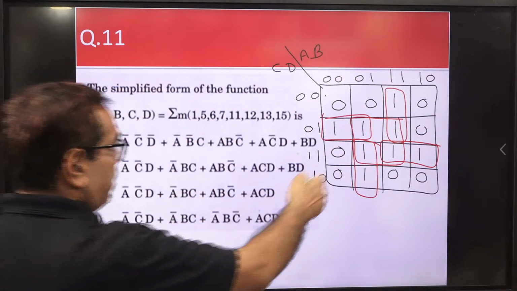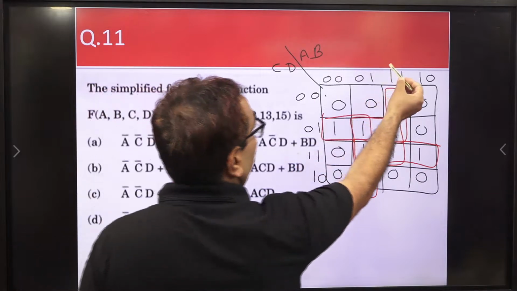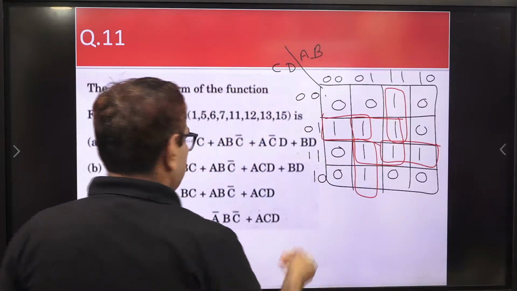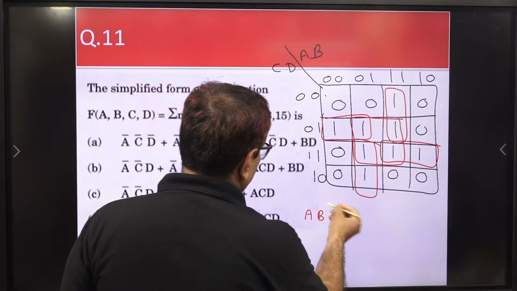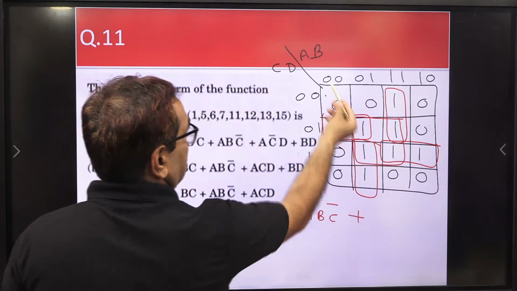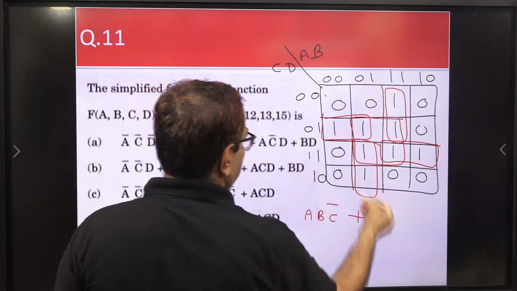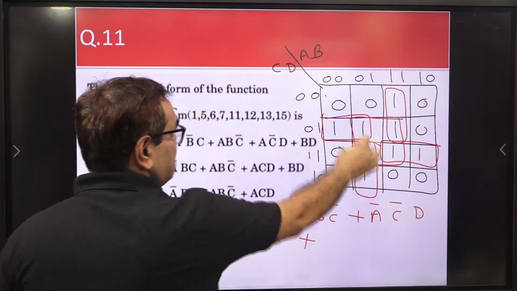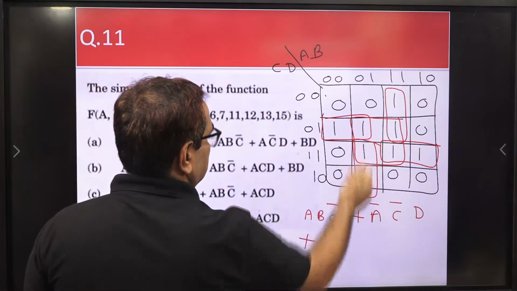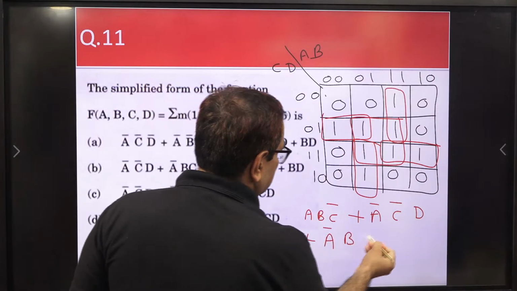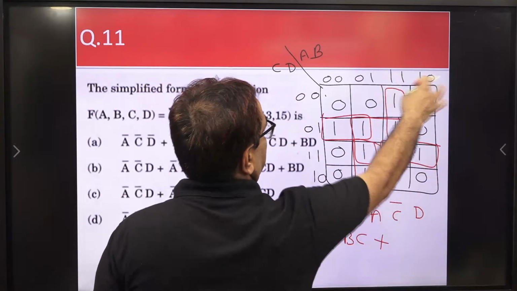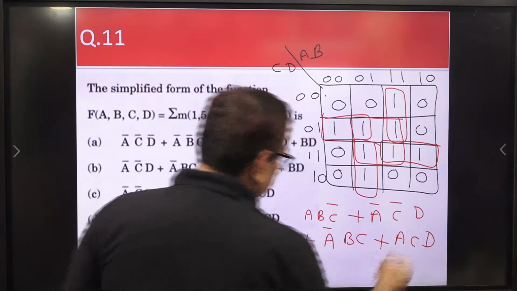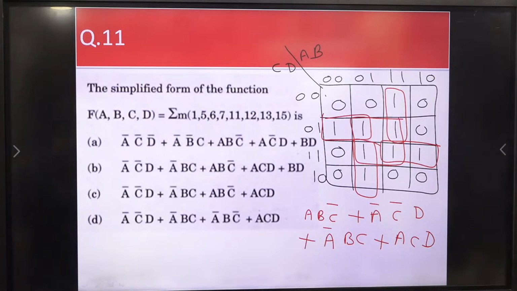Now according to each pair, what are we getting here? First of all, this is A, B, C bar. Plus, now this pair, so the common is 0: A bar, C bar, D. Plus, then we have this pair: A bar, B, C. Plus this pair is A, C, D. So this will be the minimum SOP from this K-map.